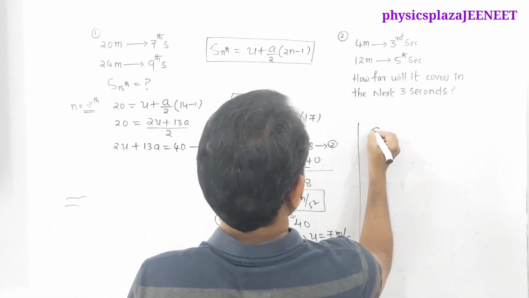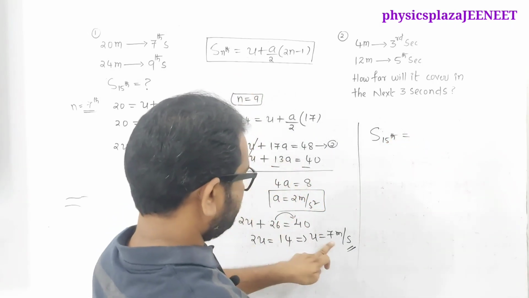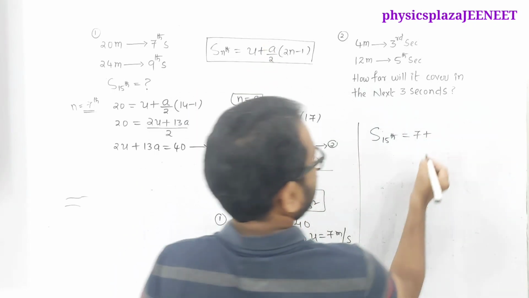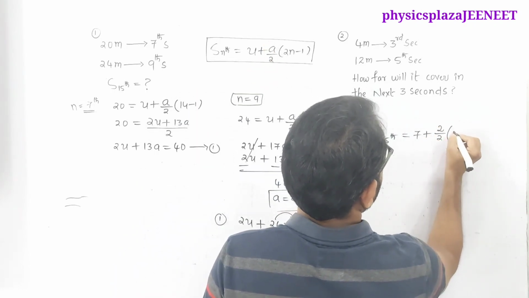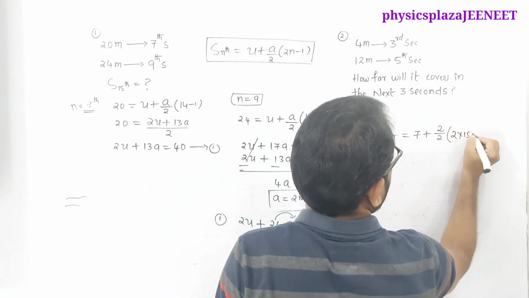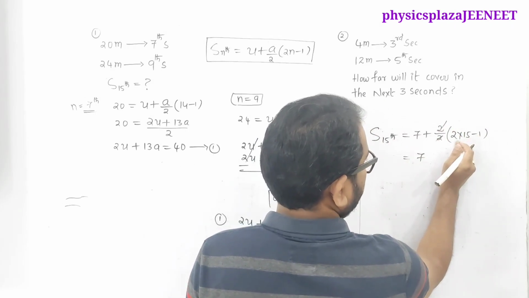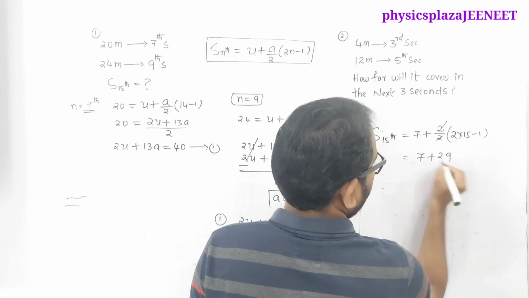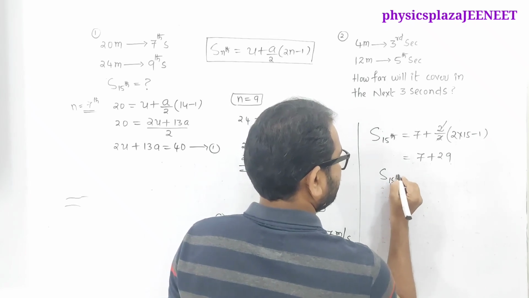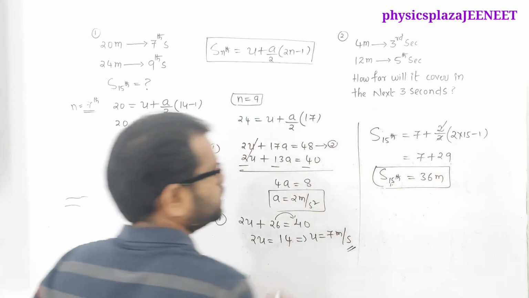Now distance covered in the 15th second. u is how much? u is 7, okay, plus a by 2, the a value is 2, so that is 2 by 2, into 2 into 15 minus 1. 2 cancel. This will be 7 plus, 15 2s are how much? 30 minus 1, 29. So 29 plus 7. So distance covered in the 15th second is how much? 36 meters. 36 meters. Clear?